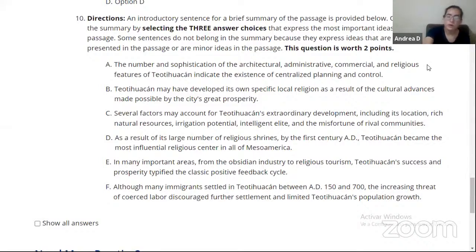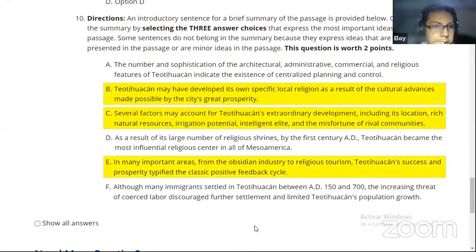Okay, guys, so what would you say? What do you think about the options? I think B, C, and E. Okay, B, C, and E. Anyone else? Maybe Anna Evelyn, you there?